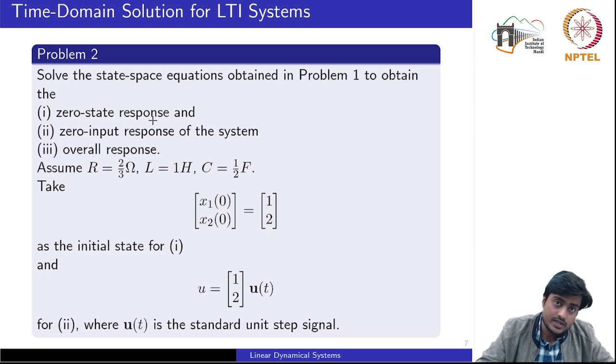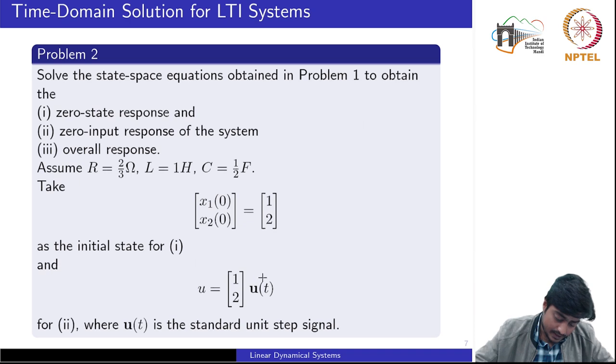First we will compute the zero state response, where the initial conditions are taken as 0 and we want to see the output which is only influenced by a certain input. The zero input response of the system is where the input is 0 and only the initial conditions act. The overall response would be the summation of the first two responses. We have taken these numerical values to compute the numerical solution, and the initial conditions are taken as 1 and 2.